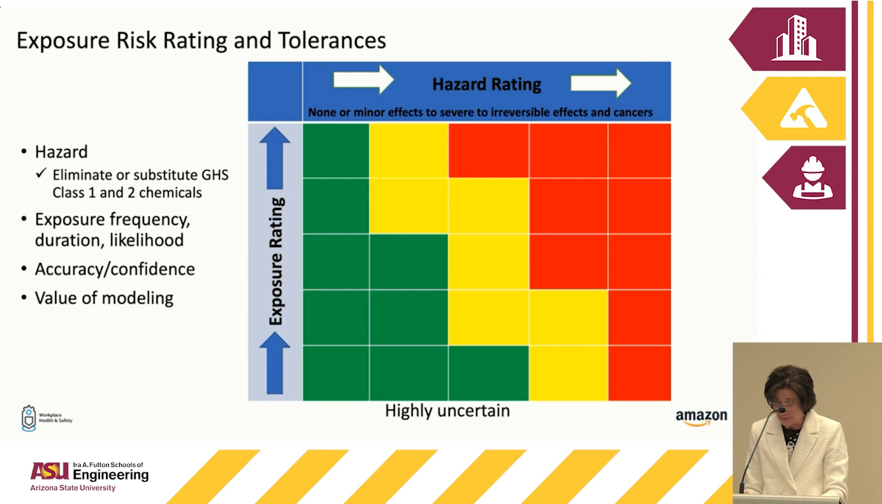And then we get to the exposure risk rating and tolerances, and this comes again out of the PtD standard. In my humble opinion, when I'm involved in the design of a new facility or a new process, when I'm getting involved in very, very early design, I make sure I remove class 1 and class 2 chemicals. These are chemical agents that are carcinogenic or agents that can cause irreversible health effects at low doses. And it makes sense to just get those out and substitute those right away, eliminate and substitute them.